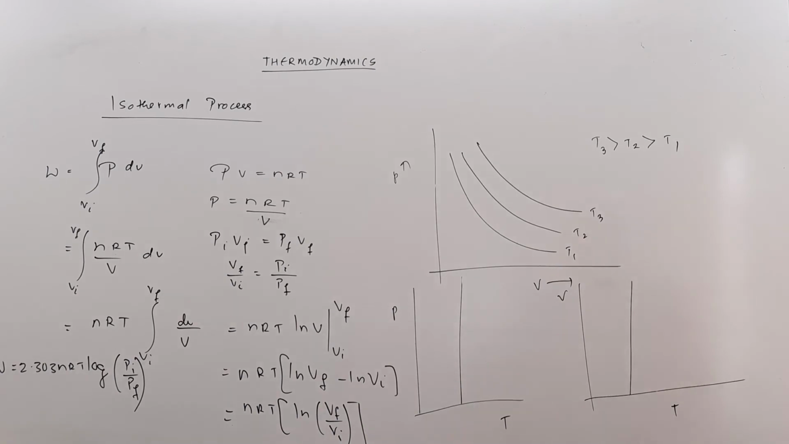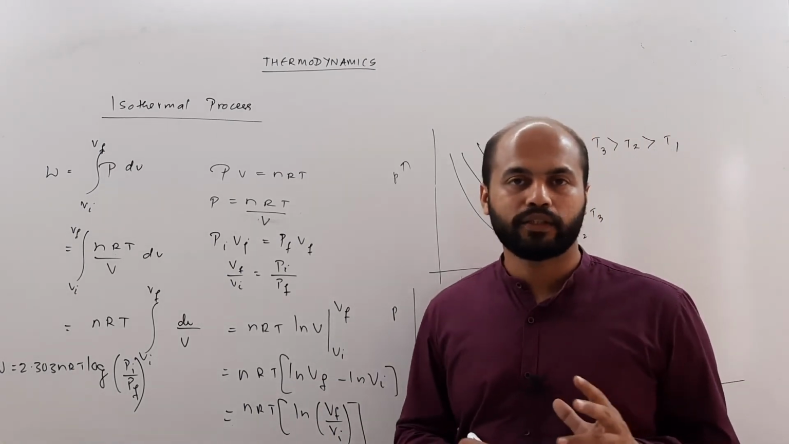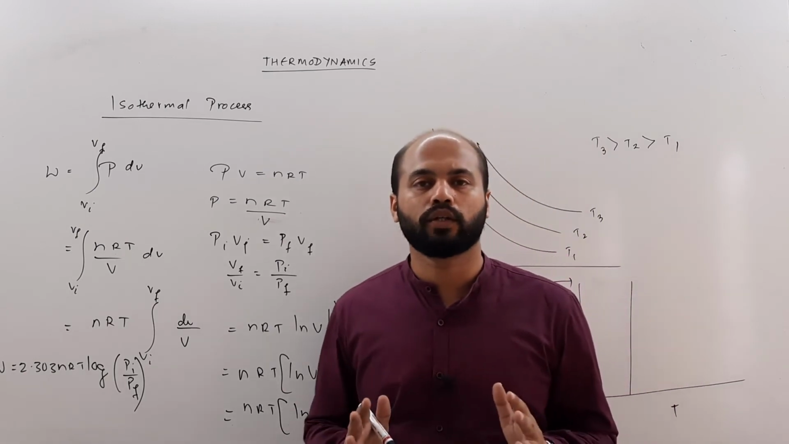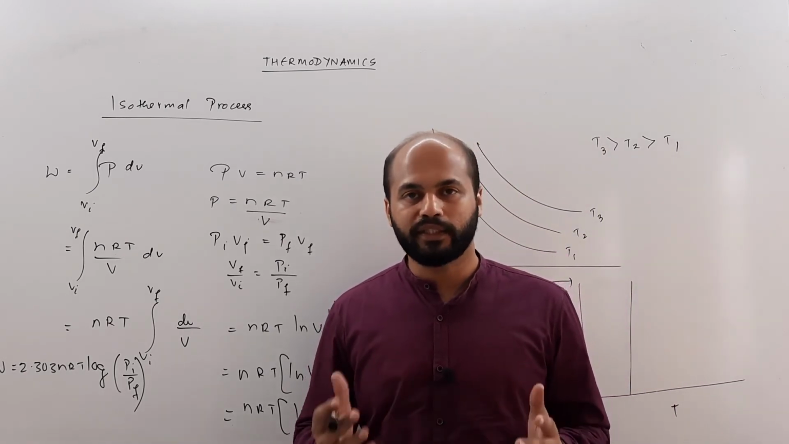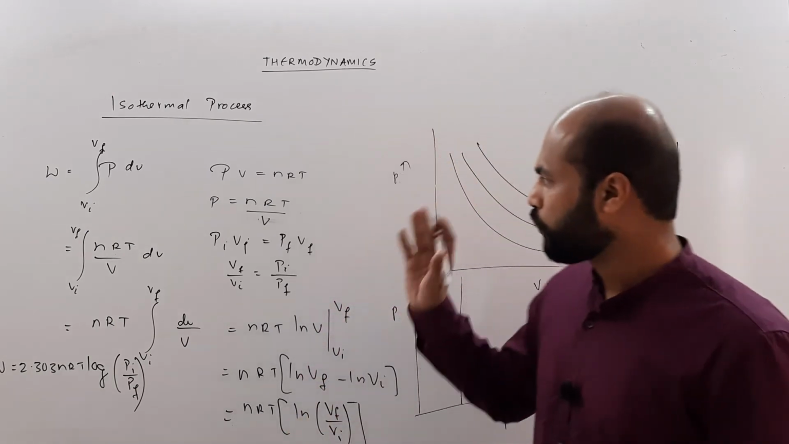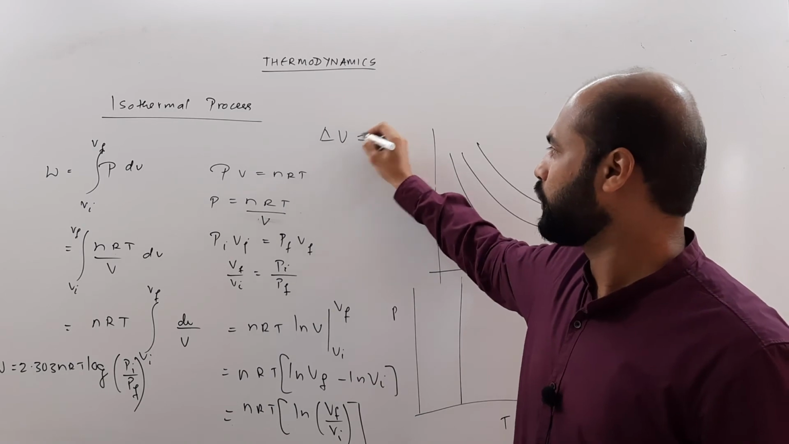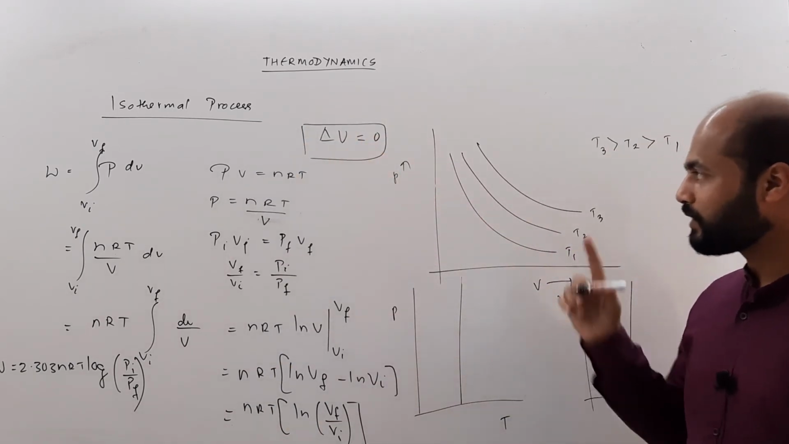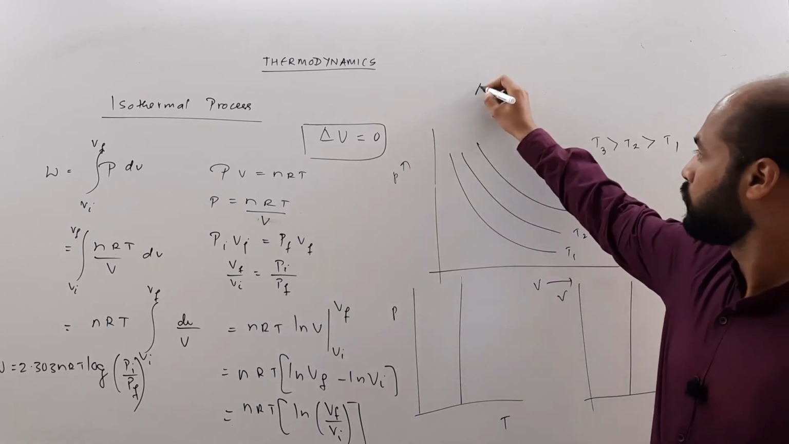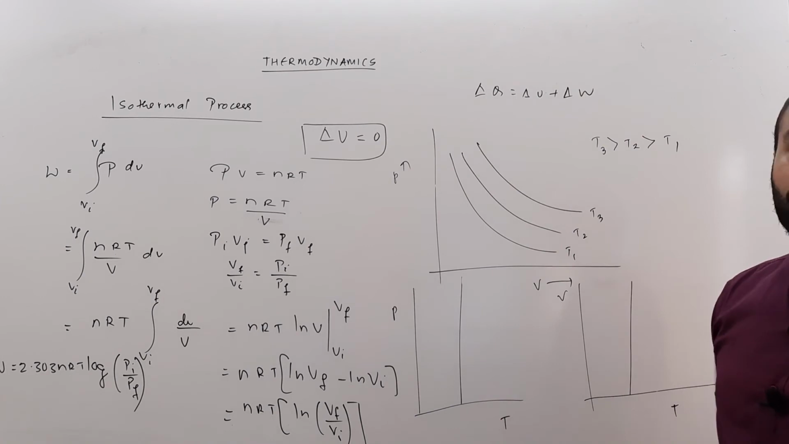Let's talk about variation in internal energy. As discussed earlier, internal energy depends entirely on the temperature. So if the temperature remains constant, there won't be any change in internal energy. For an isothermal process, since the temperature change is 0, the change in internal energy is also 0. And then we know that this is the expression used for the first law of thermodynamics.